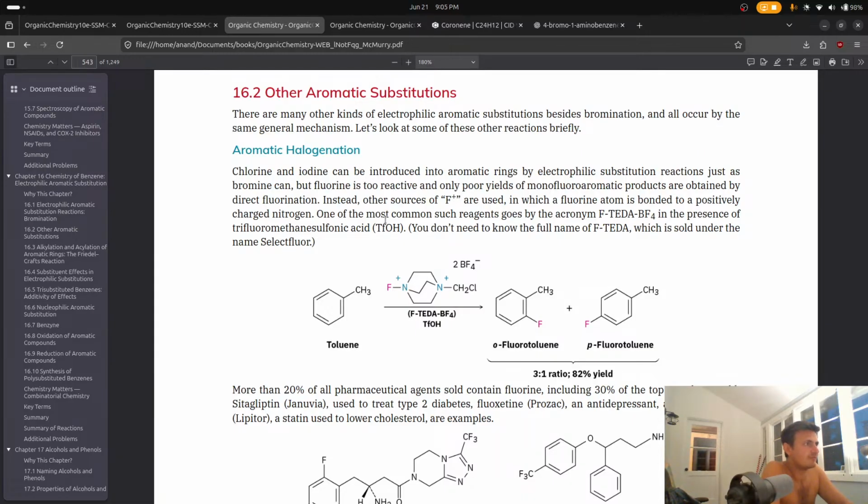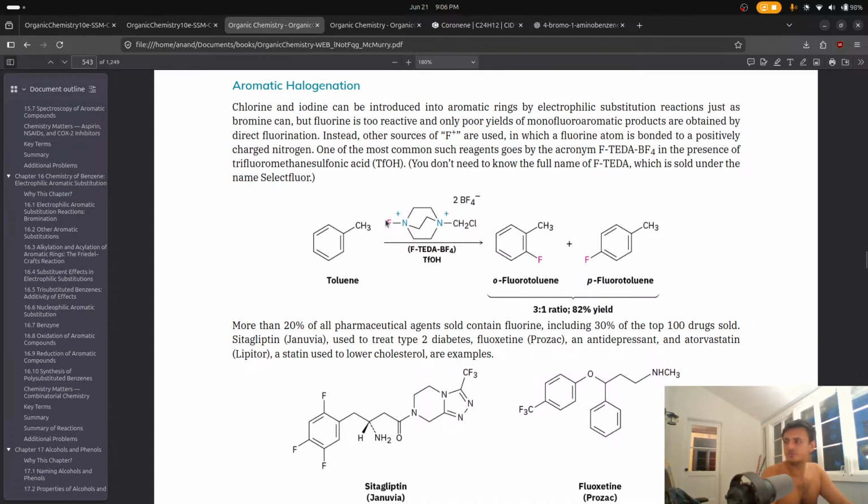just as bromine can, but fluorine is too reactive and only poor yields of monofluoroaromatic products are obtained by direct fluorination. Instead, other sources of F+ are used in which a fluorine atom is bonded to a positively charged nitrogen. One of the most common such reagents goes by the acronym F-TEDA-BF4, in the presence of trifluoromethanesulfonic acid, TfOH. Selectfluor.